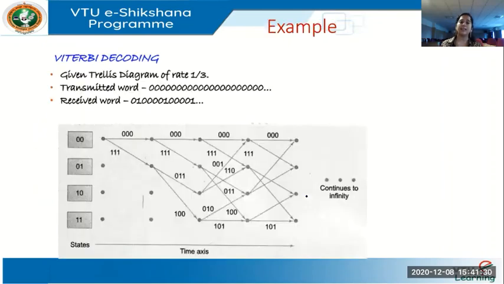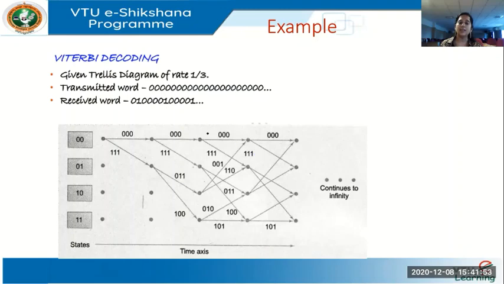Now let's take an example for Viterbi decoding. Given the trellis diagram for rate 1/3, let's assume the transmitted word is all zeros and the received word is this. So there have been errors induced. We are not receiving what we transmitted. There have been some errors.